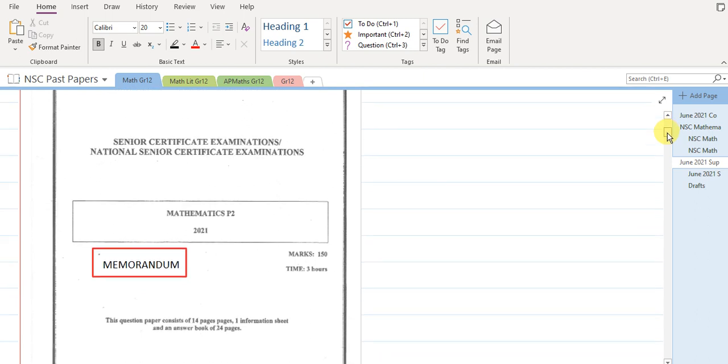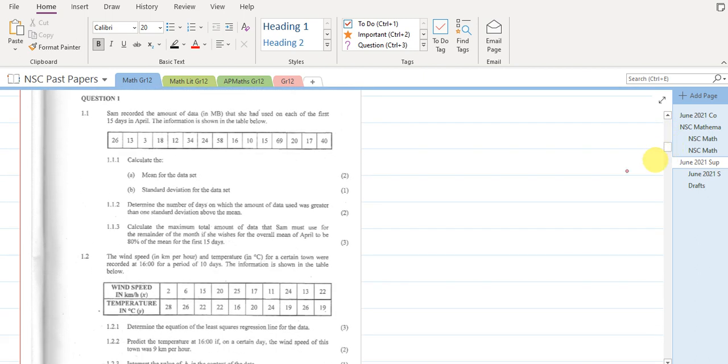Right, so let us get straight into question number 1. Question number 1, based on statistics: Sam recorded the amount of data in megabytes that she had used on each of the first 15 days in April. The information is shown in the table below. So on day 1, that's what it basically means. First 15 days: day 1 of April, day 2 of April, day 3, and so on, right up to 15 days.